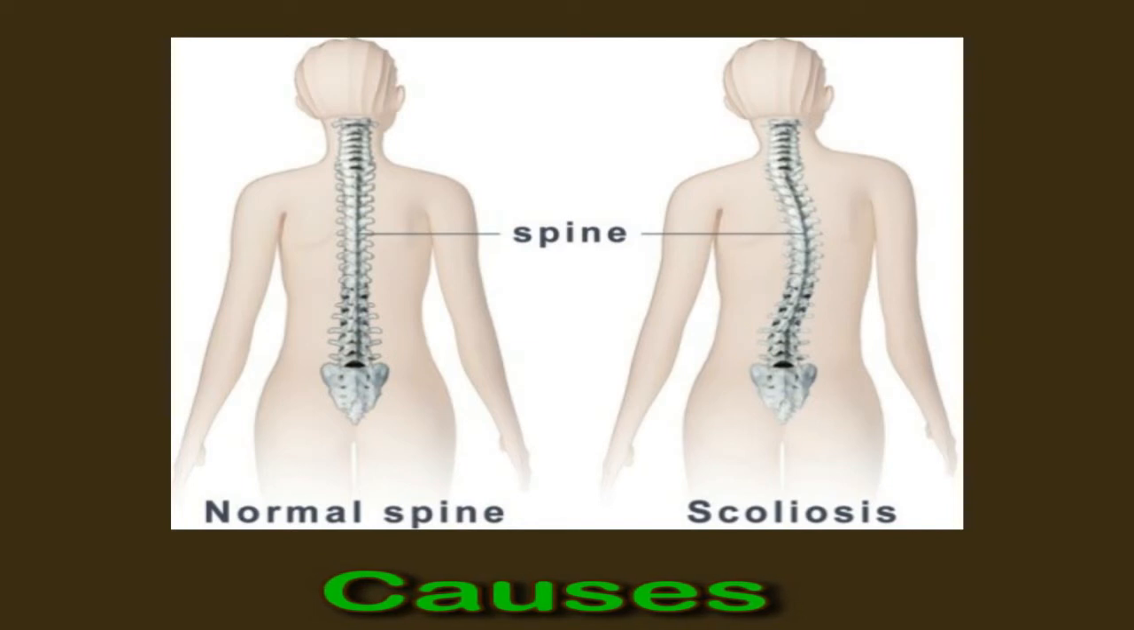Congenital scoliosis. Congenital means that the condition was present at birth. Scoliosis is rare at birth, but it can occur if the bones in the spine develop abnormally when the fetus is growing. Specific genes. Researchers believe that at least one gene plays a role in the development of scoliosis. Leg length. If one leg is longer than the other, an individual may develop scoliosis.